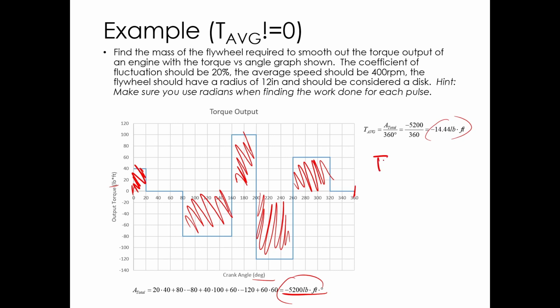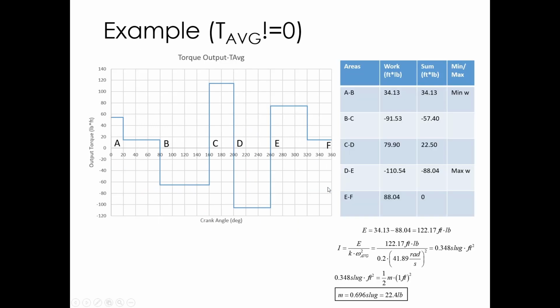Remember, I need to integrate TL minus T average. So I need to subtract T average from this curve. For every point on this thing, I subtract off 14.4. Now I'm subtracting a negative, so that's going to have an effect of shifting this whole curve up 14.4 pound-feet. That's what I've done here. Now I need to find all of my zero crossings. This is a plot of TL minus T average. That's what I need to integrate.